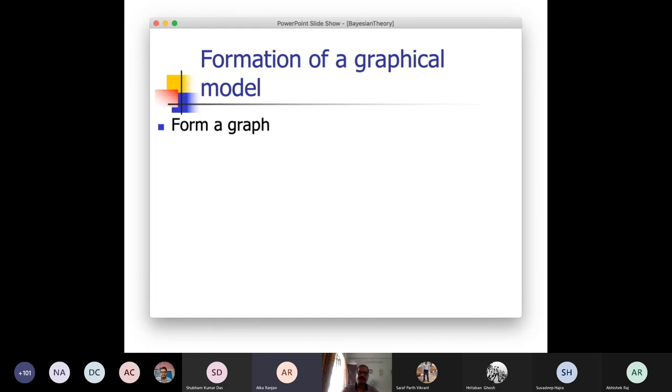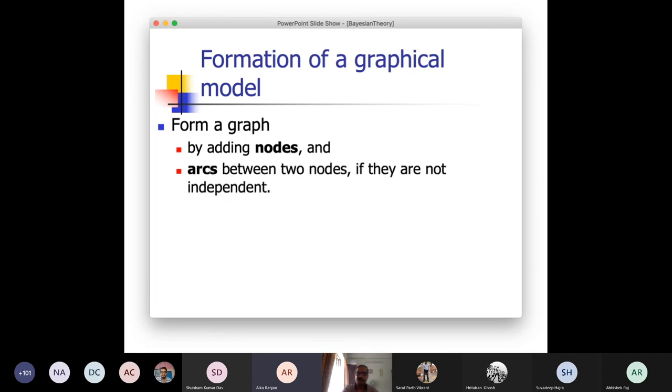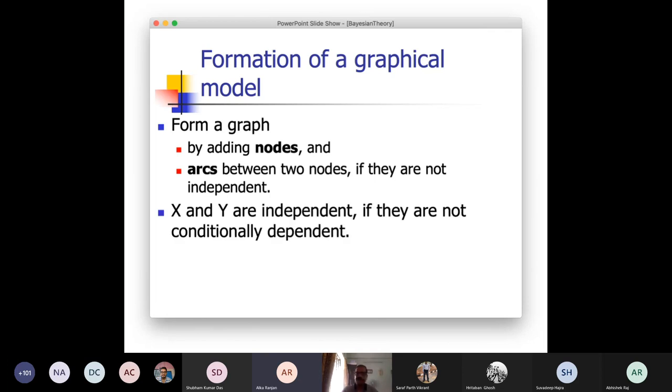So just to summarize once again, how the Bayesian network model is represented: it's a graph, and as I mentioned, you can have nodes corresponding to random variables and arcs between two nodes if they are not independent, conditionally independent, basically. When they are independent, you know this result from statistics. You can say that probability of y given x equals probability of y, or even the other way, probability of x given y equals probability of x.